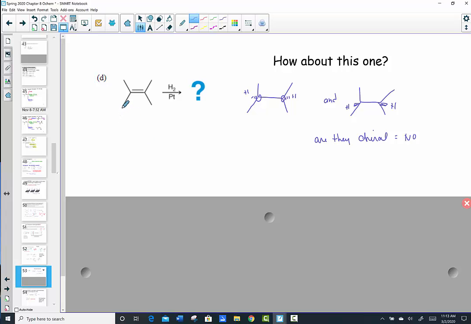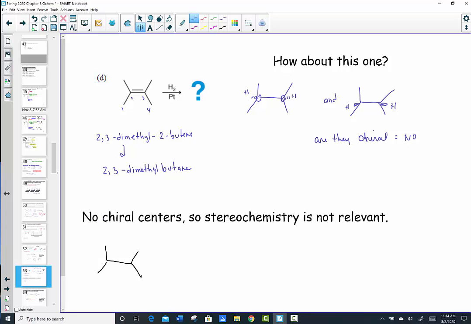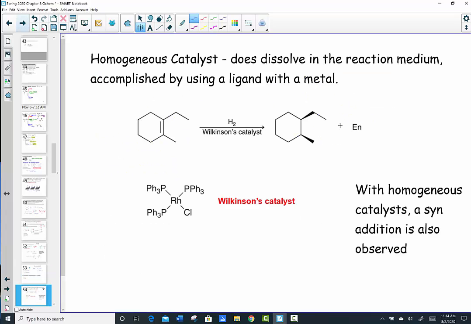This compound would have been named 2,3-dimethyl-2-butene. And the product that comes out, if you just think about, again, the longest carbon chain, it turns into 2,3-dimethylbutane. There's really no stereochemistry to consider because I did not create a chiral center. How did you do? These aren't bad, are they?